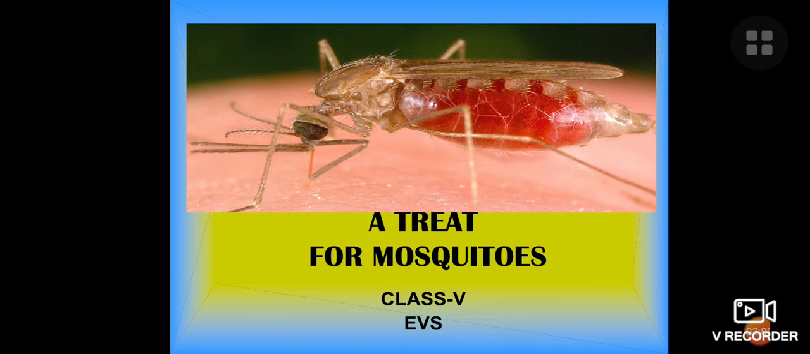And its stomach is so red, no? That means it has taken its food, taken its treat. Treat we say, no? What is that treat? For the mosquito, it is the blood of the human being. So it is having that as its food.